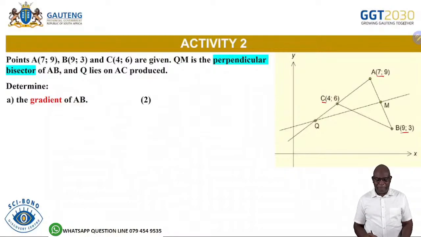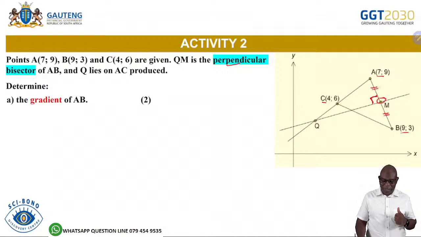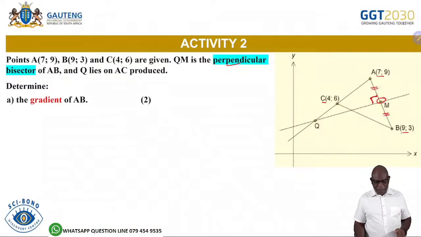QM is a perpendicular bisector. So in other words, it's perpendicular, which means that it's 90 degrees. Bisector means that this line here will be the same as that line there, which makes the M here the midpoint. You see that? Because if I don't understand that, I will not be able to answer the questions that follow. Let's look at the question. They say, and Q lies on AC produced. Okay, the Q lies on AC which has been produced.